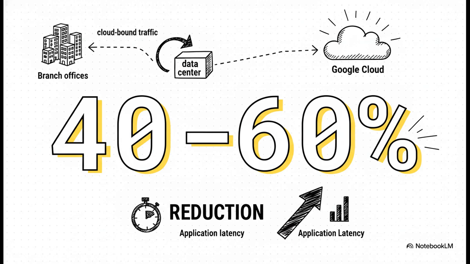So what's the big payoff for all this work? Well, it's pretty significant. For any organization with a lot of branch offices, this architecture gets rid of the need to hairpin cloud-bound traffic all the way back through a central data center. And what that does is directly reduce application latency for your cloud workloads by a staggering 40 to 60%. That's a number you can absolutely take to your leadership.